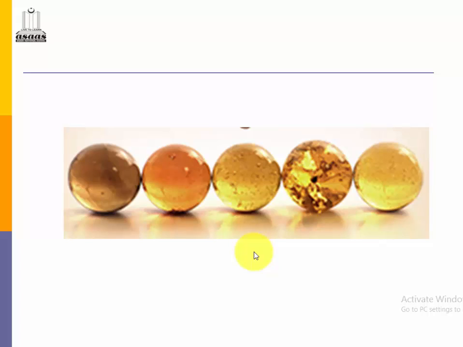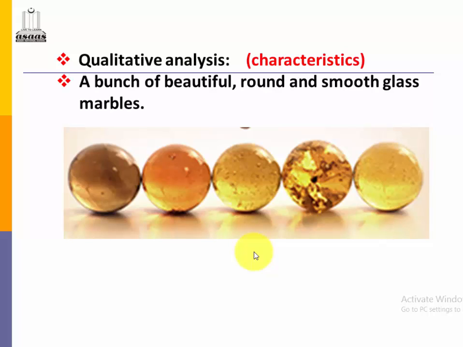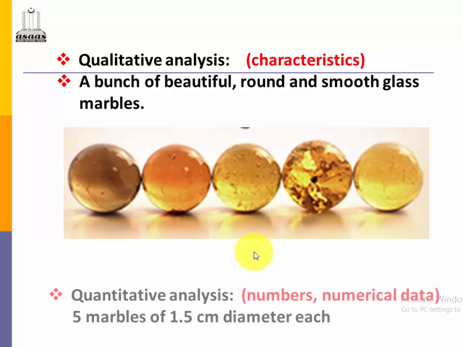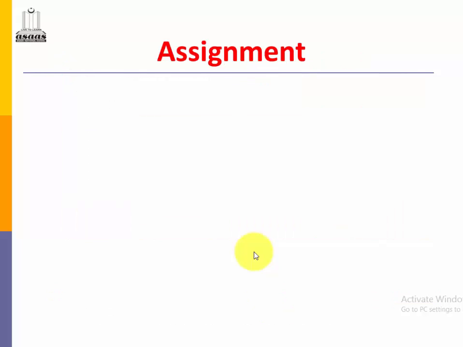Here is another example. You see a diagram. We will explain its qualitative and quantitative analysis. Its qualitative analysis is a bunch of beautiful, round and smooth glass marbles, which are its characteristics. But for quantitative analysis, we can say 5 marbles of 1.5 cm diameter each. It is a quantitative analysis, which includes numbers, numerical data, etc.